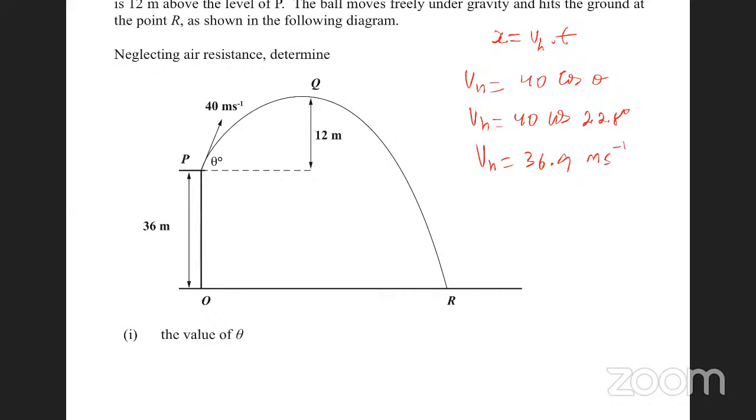36.9. Now here's the problem. The problem is we need to find, we know this, right? We need to find this time. How are we doing that? Any ideas? Anybody have any ideas?